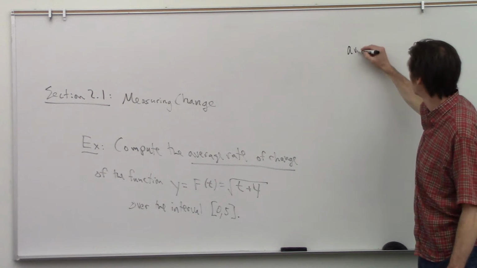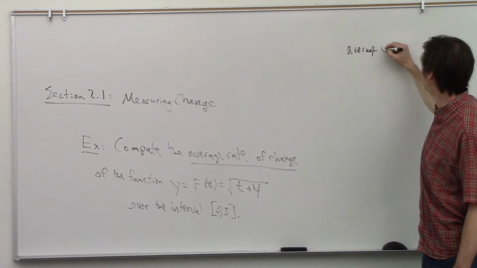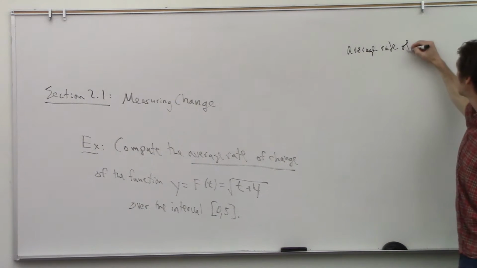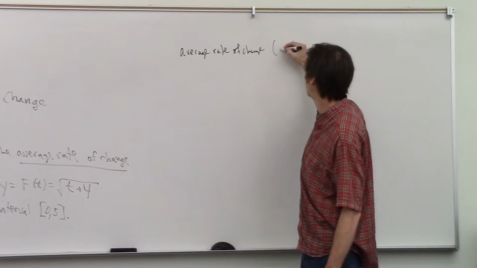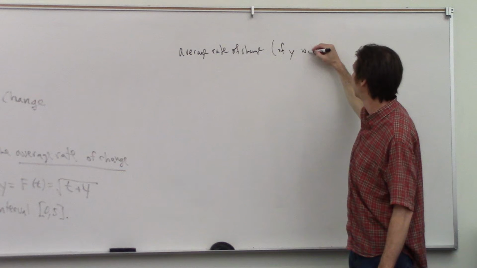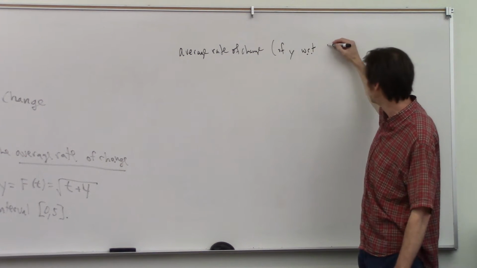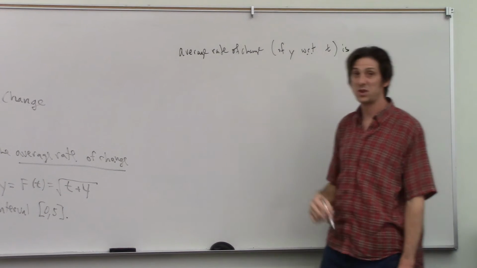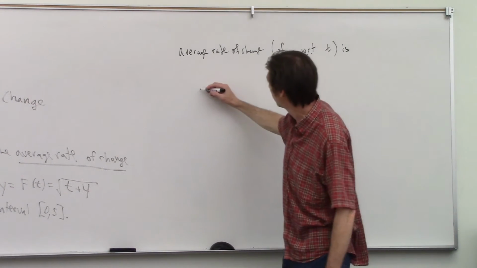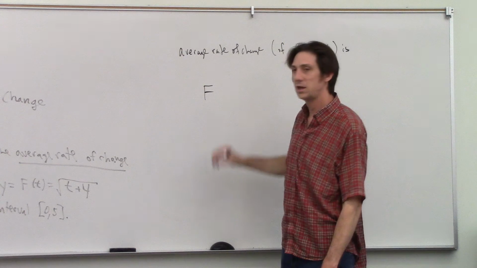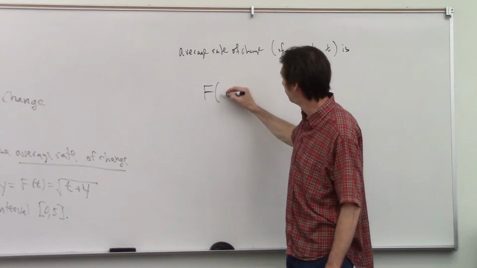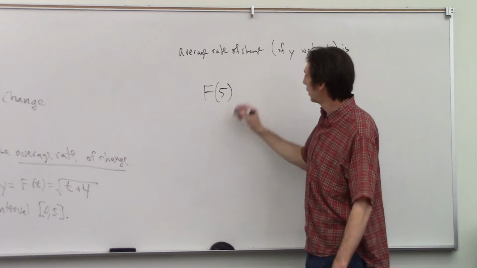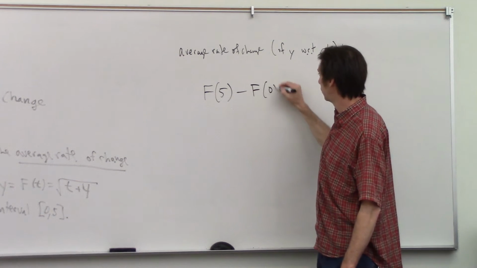To do this, here's what we'll do. This is the average rate of change of the variable y with respect to t. And what it is is a difference quotient, like we saw the other day. I look at the change in my output variable, f of 5 minus f of 0.